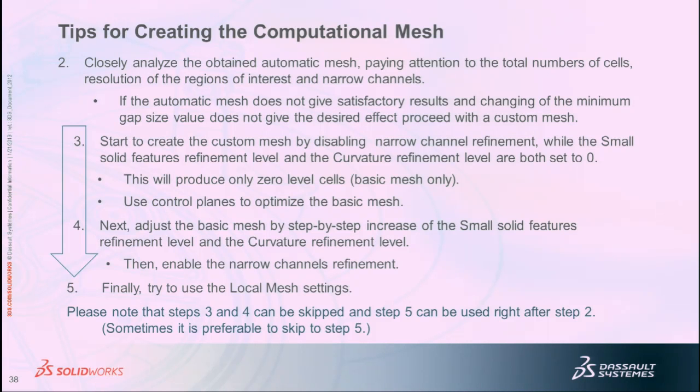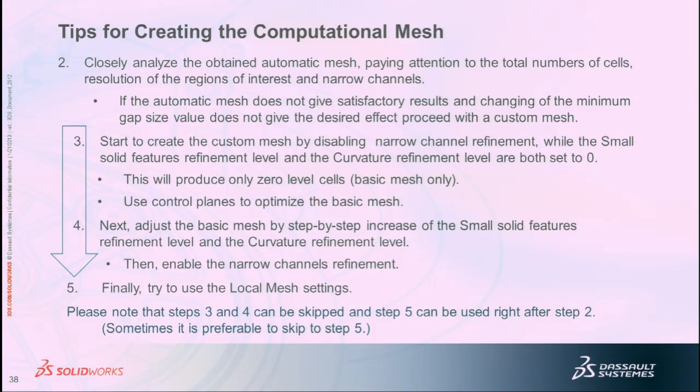Now, if the automatic mesh does not give satisfactory results, and changing the minimum gap size does not give the desired effect, proceed with steps 3, 4, and 5. Now, at the bottom, I say, please note that steps 3 and 4 can be skipped, and step 5 can be used right after step 2. Sometimes it's preferable, sometimes it's quicker. A perfect example is that blast wave problem that I mentioned. We skipped steps 3 and 4 and went right to 5. We created a local initial mesh. So we created a feature in SolidWorks.